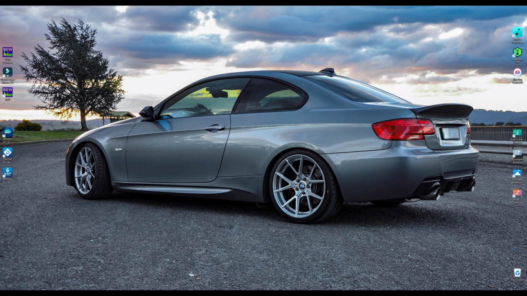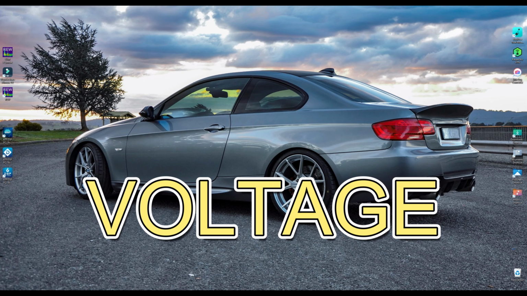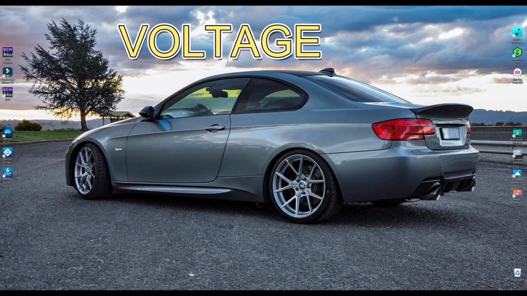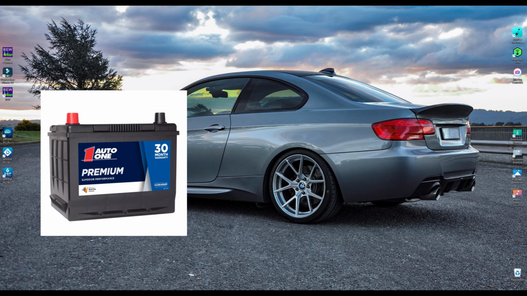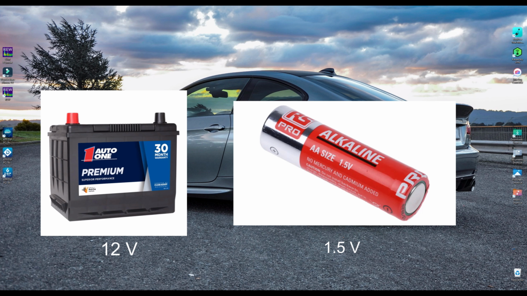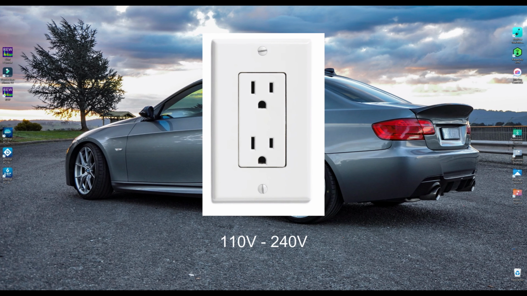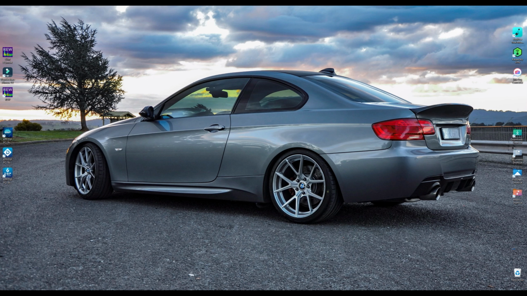Okay, so let's talk about the next term, which is the term voltage. So we're familiar with voltage when we think about batteries or electricity supply in your home. We know that we have a 12 volt battery in our car, or we need a 1.5 volt AA battery to run our flashlight, or we can get 110, 120, 240 volts of electricity out of our power sockets in our homes, right? But what do we mean by volts?